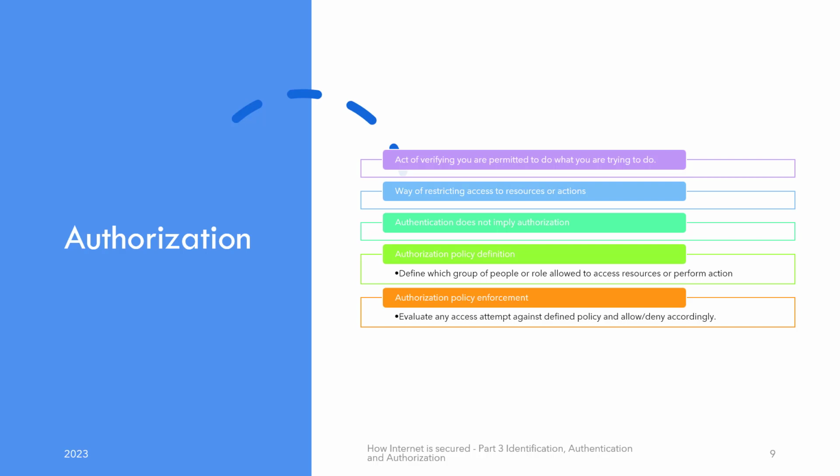You specify the authorization in the policy definition phase of access control, where you define which people or roles qualify to access resources or perform certain actions. Then during the enforcement phase, any access attempt is evaluated against the defined criteria at runtime and access is granted or denied.